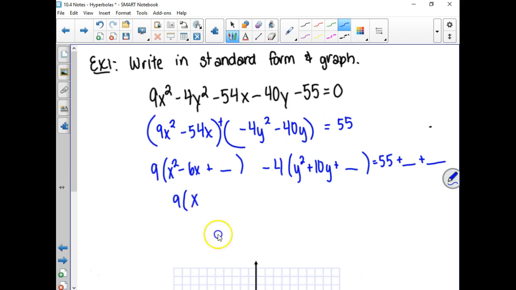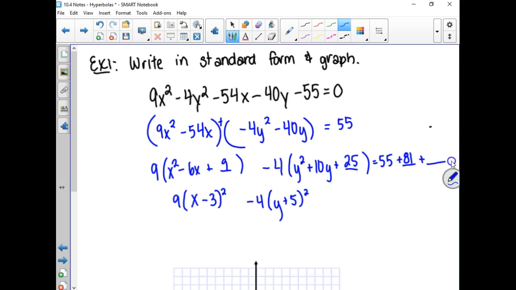So what will I have in my binomial here? Minus 3 squared. What number do I put here? 9. What number do I add to the other side? 81. Good. And then I'll have minus 4. What number will I get here? We'll get 5. And we'll add the 25.